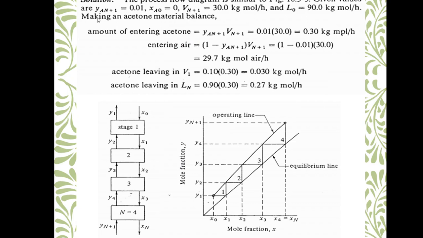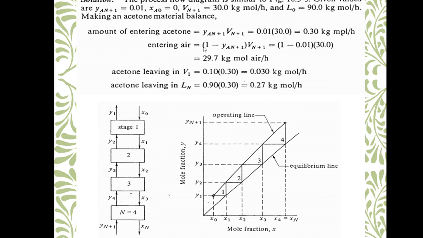If we account for the amount of acetone entering, that would be the amount of the mixture that enters, this 30, times the mole fraction of acetone. And this is now the amount of acetone entering your column. The entering air would be, of course, the total amount 30 minus the 0.3, and that would be 29.7, because we only have air and acetone entering our column, so you just need to get the difference of the two.